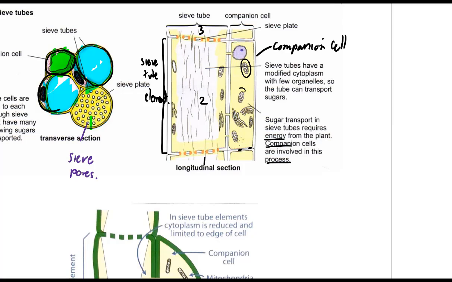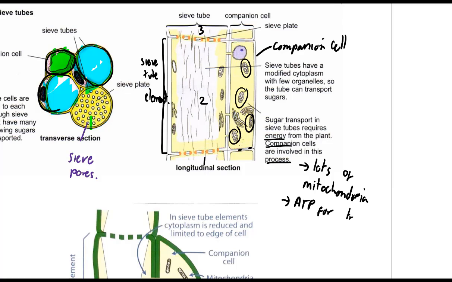So what you can see here in the companion cells is loads and loads of mitochondria, and they provide ATP for the transport of sugar in the sieve tubes. Another reason why we'd say they're very active is because they have a very dense cytoplasm.